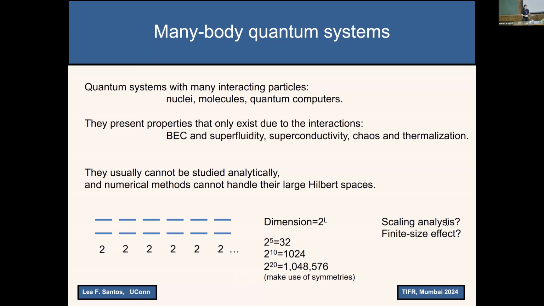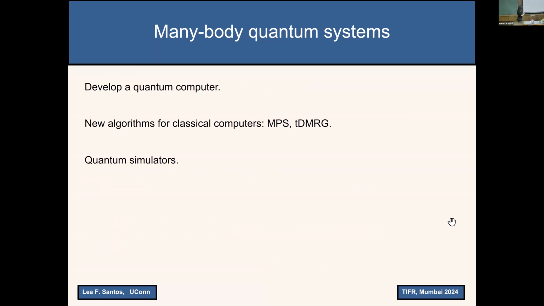What kind of conclusion can we get from there? And these systems may be too small, so you'll be getting finite size effects. So you may see some properties and you wonder, is this a real, general property of the system, or is it just a finite size effect?